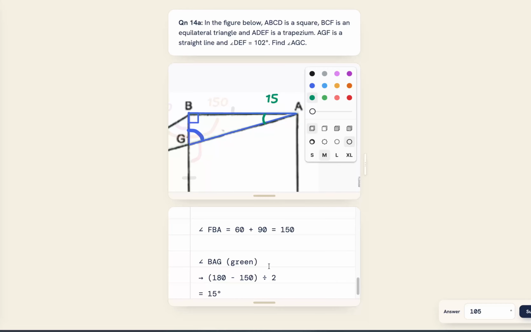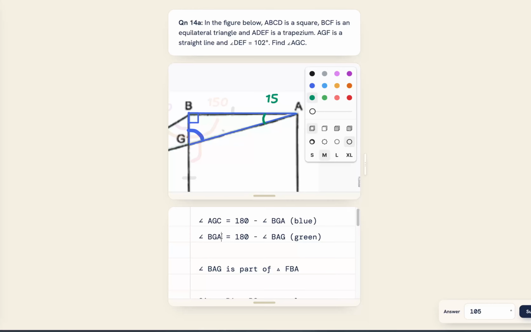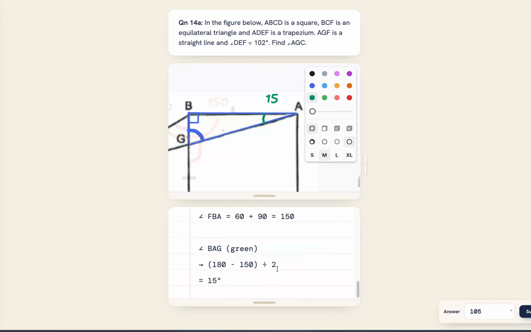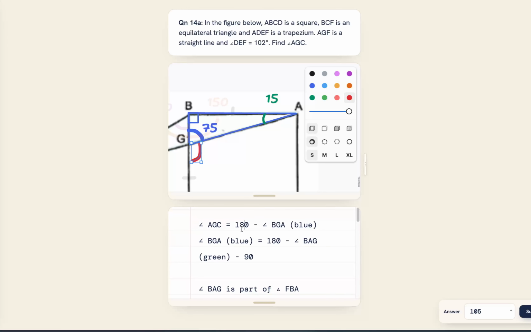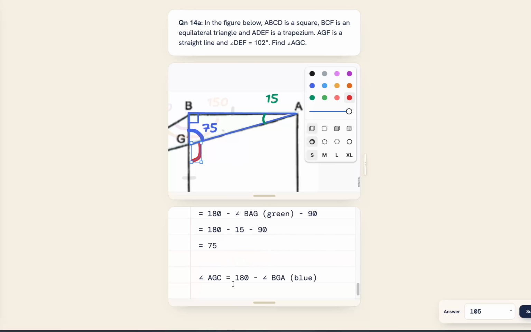Since we know this is 15 degrees, we can find the blue angle, which is BGA. I forgot we also need to minus 90 over here. So angle BGA in blue is equal to 180 minus BAG minus 90. BAG is 15, so the answer is 75 degrees. And then the angle we're looking for, angle AGC, is basically 180 minus BGA, which is 180 minus 75, and this will give us 105 degrees. There you go, that's the answer.